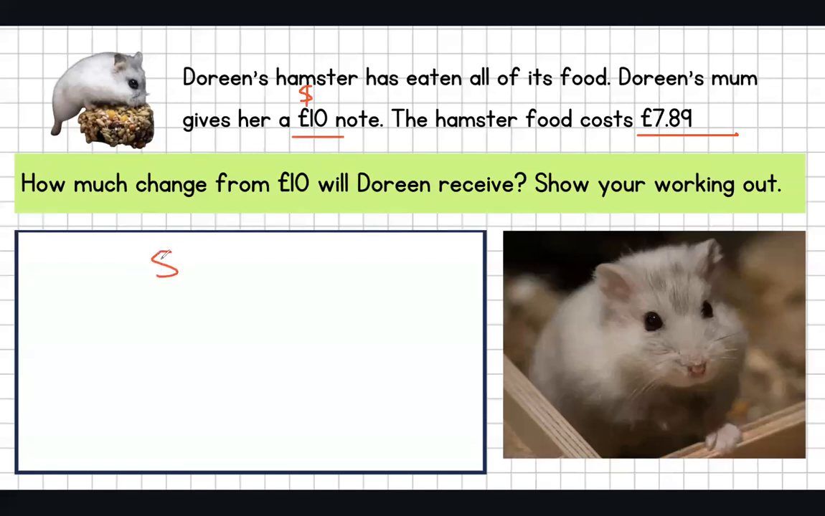We've got our £10. Remember, £10, if you convert it into pennies, that will be 1,000 pennies. Let's take away £7.89. Let's try the compensation method here. I like that. Here we go.